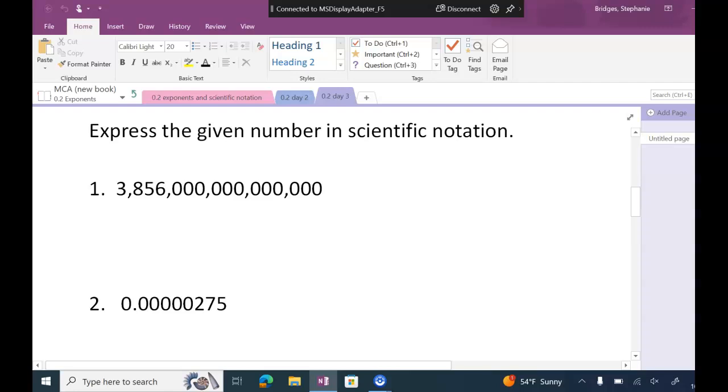All right, so if you will take a minute and write that first number down, we're going to talk about how to write it in scientific notation. Most of you, if not all of you, have probably done this in science class before. It's just a lot of zeros, that's all. It's 3, 8, 5, 6 with 12 zeros to it.